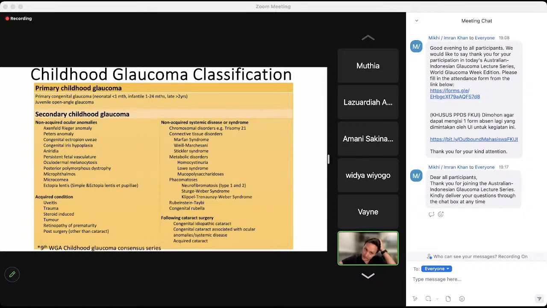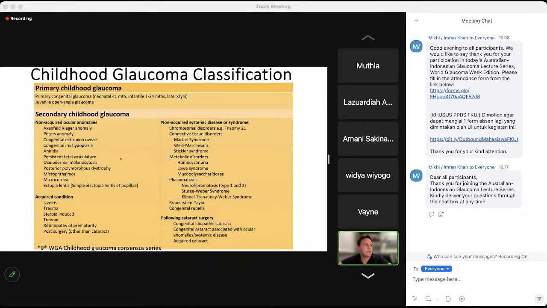And then there's the whole pile of secondary childhood glaucomas, and we can think of that as those that involve non-acquired ocular anomalies, and that's predominantly the anterior segment dysgenesis type conditions, as well as some others. Those associated with acquired conditions, of which uveitis, trauma, and steroid-induced would probably be the most common, and then we have tumors and retinopathy of prematurity and post-surgery can contribute too.